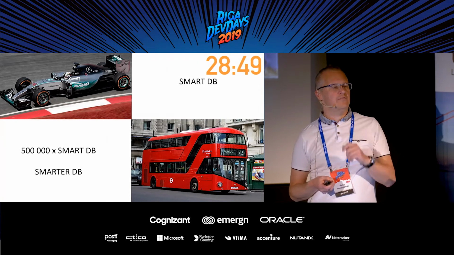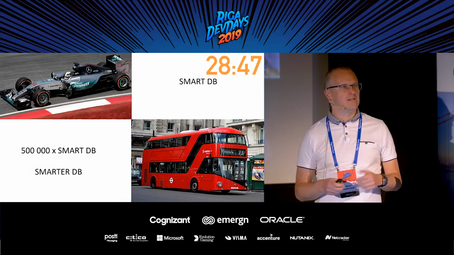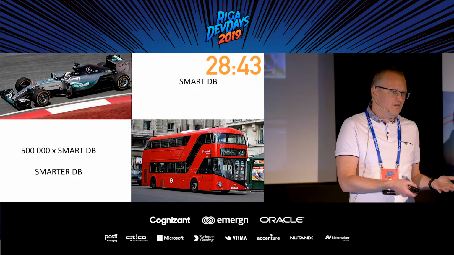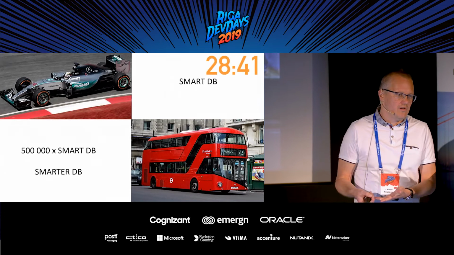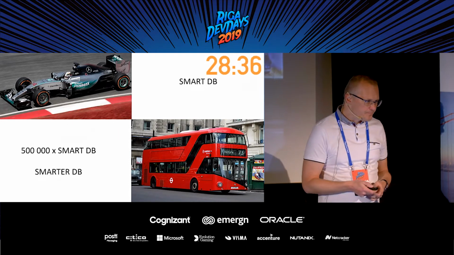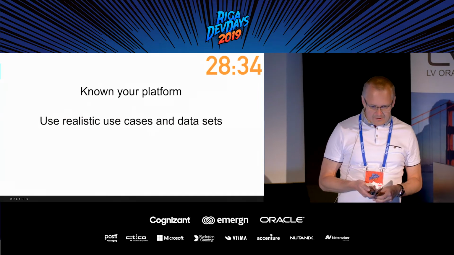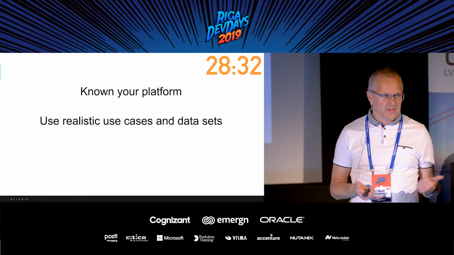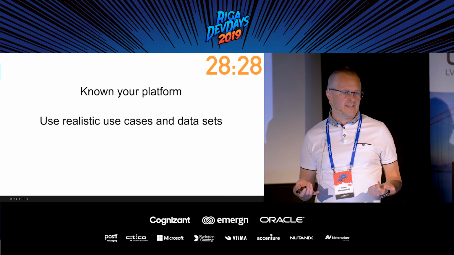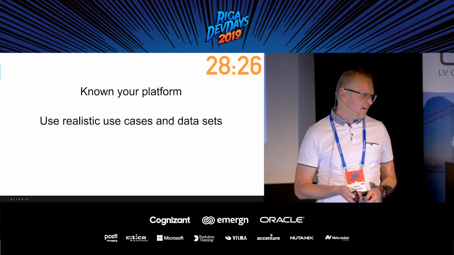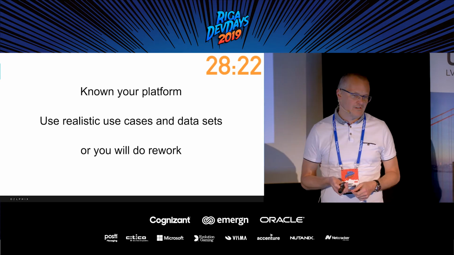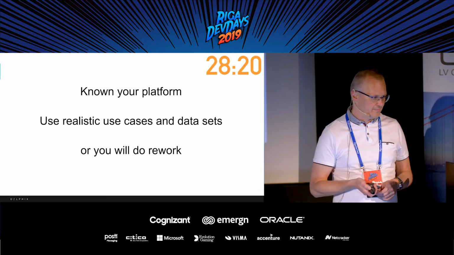Okay, so what do we have to do? Oh, we have to change the logic. Oh, we can't. So, okay, that's a trade-off. You can do it faster or have the easier logic. There is no simple fix for that. So, takeaways: know your platform, and use realistic data sets and use cases when you're testing this. If you don't, you will have rework or bugs or whatever you call this.